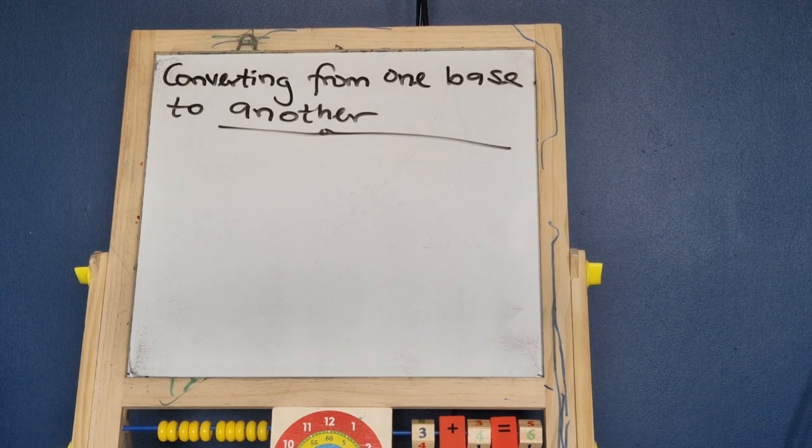What you are to do if you want to convert from one base to another base is to first convert to base 10. That's the first thing. You convert the given number in the given base, from that given base to base 10. You then convert from base 10 to the required base.